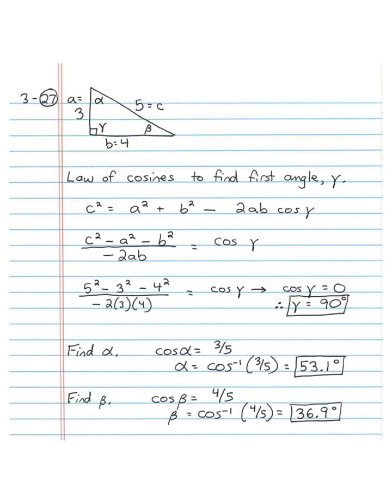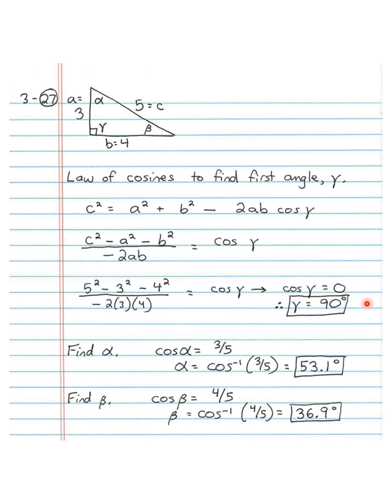Number 27, what are all the angles in a right triangle with sides 3, 4, and 5 meters? So some simple trigonometry. I've drawn a picture here. I've called the angles alpha, beta, and gamma. It's already telling us that it's a right triangle. And so we have 3, 4, 5. The hypotenuse is the longest one. The right angle is opposite that hypotenuse. So we know gamma is 90 degrees.